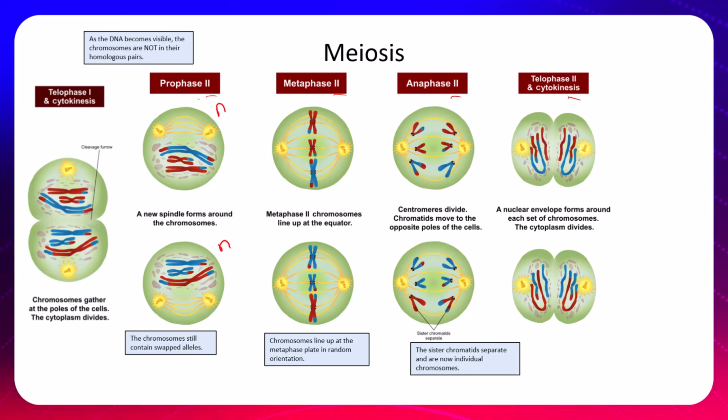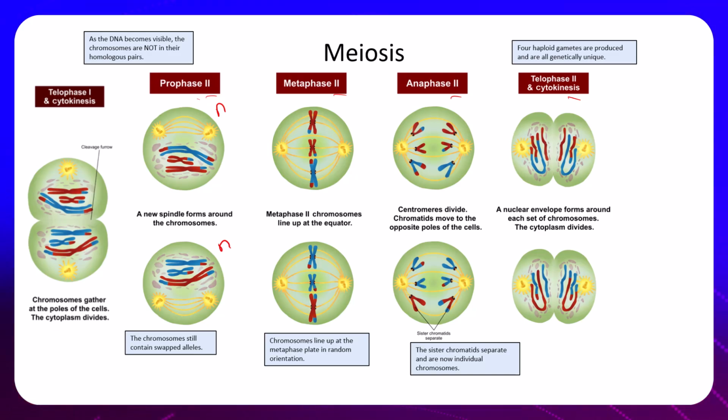So at this point, we are not referring to them as sister chromatids. They are unduplicated chromosomes. They will move towards the poles. The spindle fibers between them will elongate. The spindle fibers connected to the centromeres will shorten. And at the conclusion of anaphase II, 4 haploid gametes are produced and are all genetically unique. Notice that every single one of the cells has a different combination of alleles, and cytokinesis will take place, resulting in 4 haploid genetically unique cells.